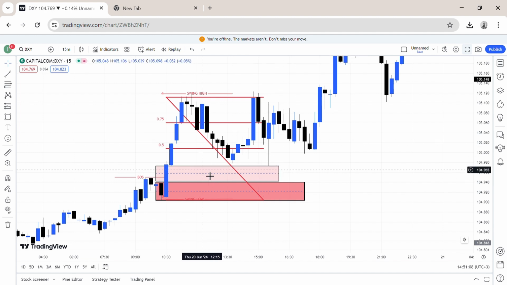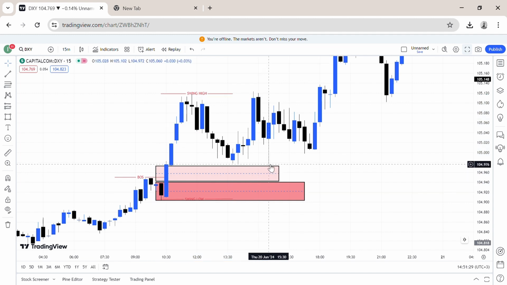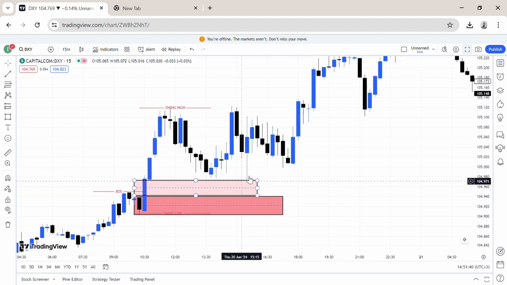So I would expect a change in price movement at this fair value gap, at the discount completely, or at this order block at the discount completely. Okay, and what happened? If you can see, the price tapped into the fair value gap right here at the discount level and started buying, like this.